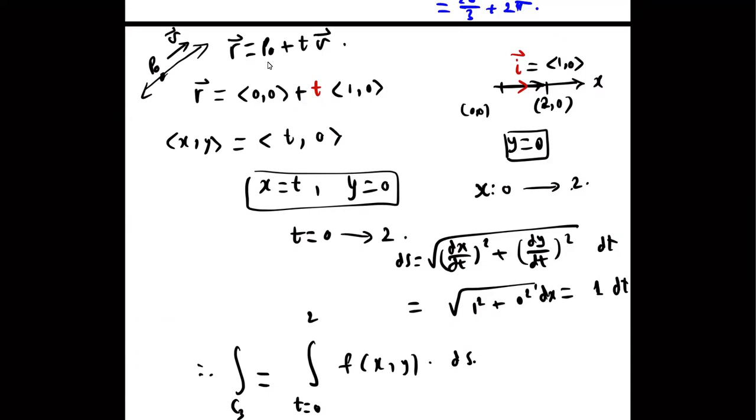R equals P naught, any point on the line, plus T, the parameter, times V. This is in 2D, in 3D is the same. Any question for this first part? We solved it in detail, all of this.